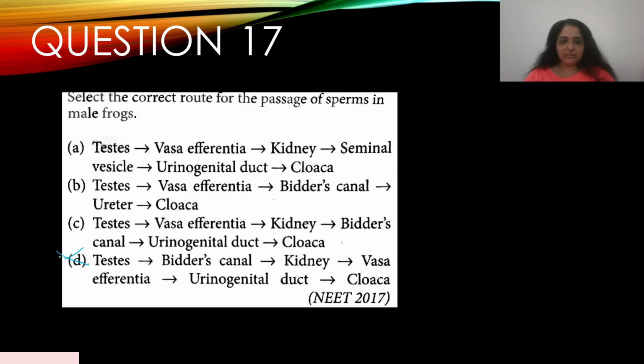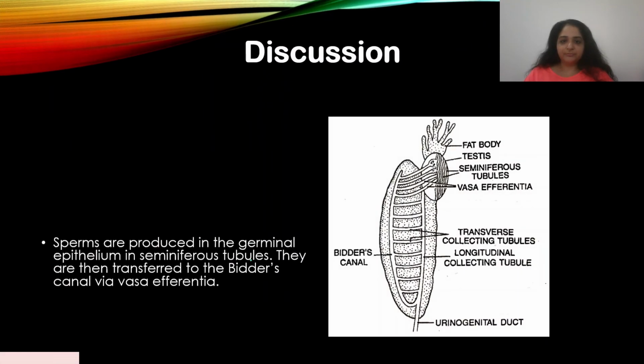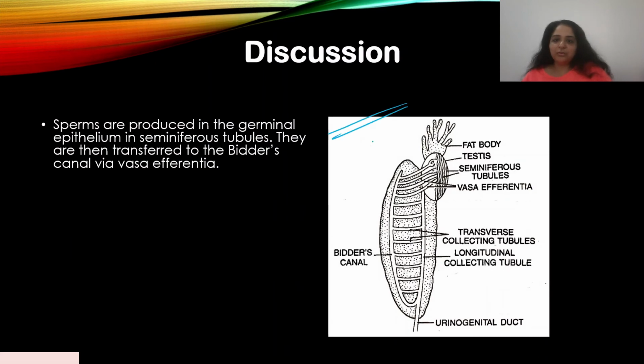No, D is incorrect. I think C is the right answer here. There's no ureter, so it's the urinogenital duct. And seminal vesicles come after the urinogenital duct, so that is also incorrect. This appeared in NEET 2017. Yeah, the answer is C: testes, vasa efferentia, kidney, Bidder's canal, urinogenital duct, and cloaca. Here you see the structure of the urinogenital system that includes the kidney and how the sperms are transported in male frogs.